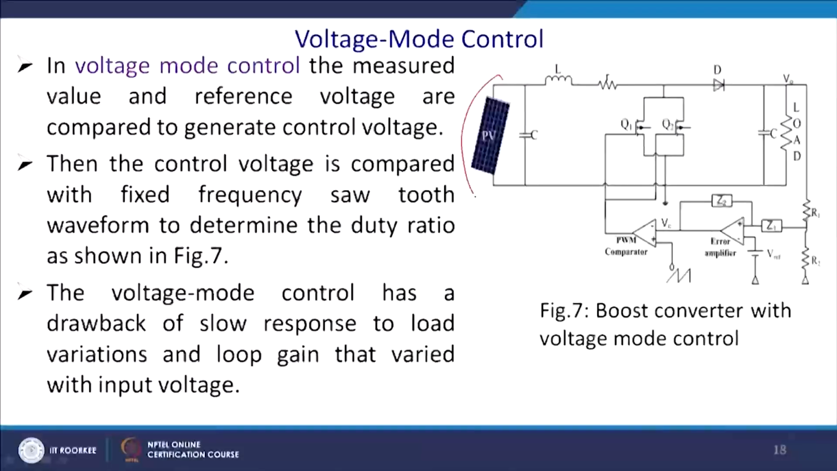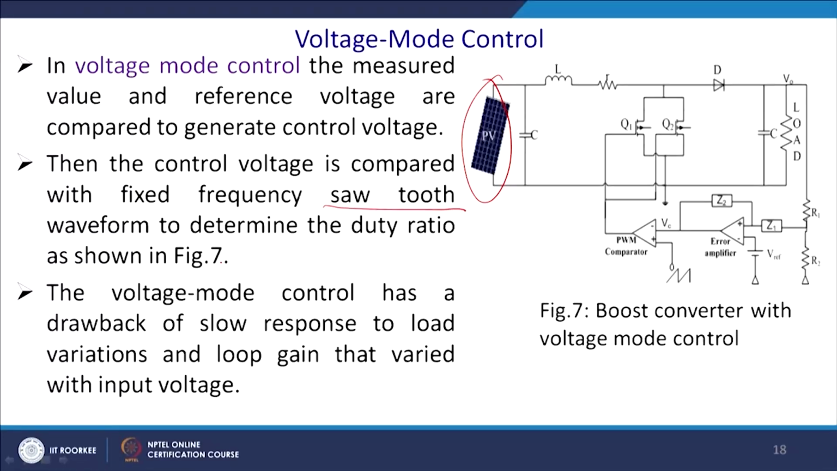So, this is the voltage control mode. You have a solar PV panel, we have taken a practical application, where we are required to maintain the regulated voltage to the load. In the voltage mode control, the measured value and the reference voltage are compared to generate the control voltage. Then the control voltage is compared with a fixed frequency sawtooth waveform to determine the duty ratio as shown in the figure 7.